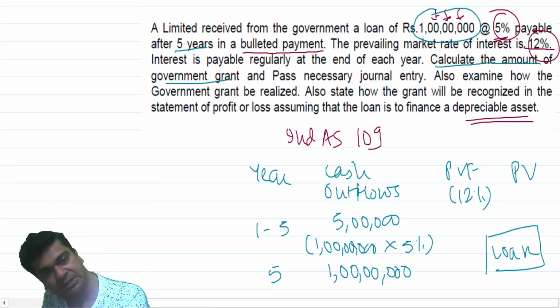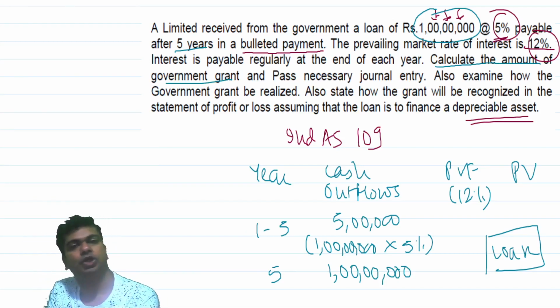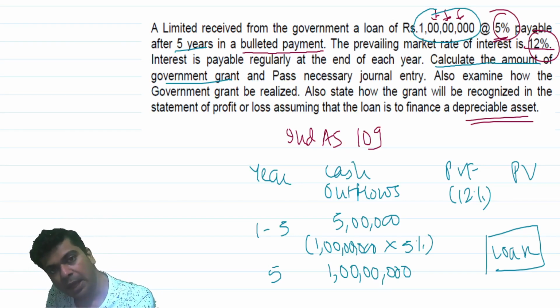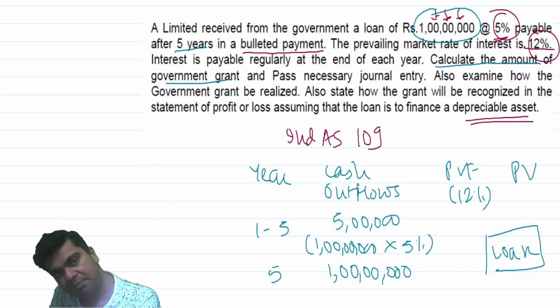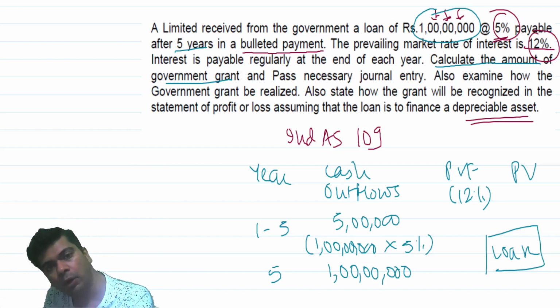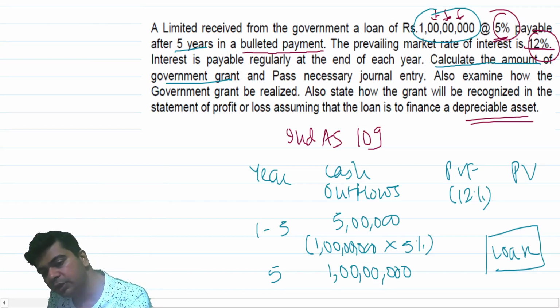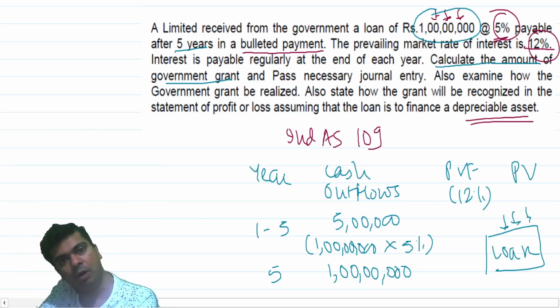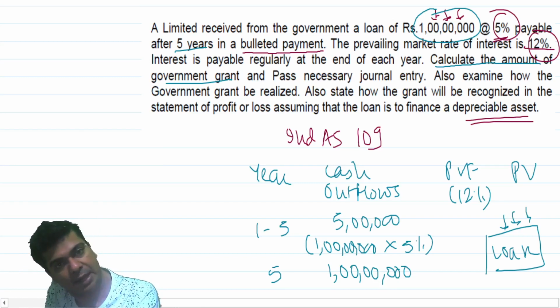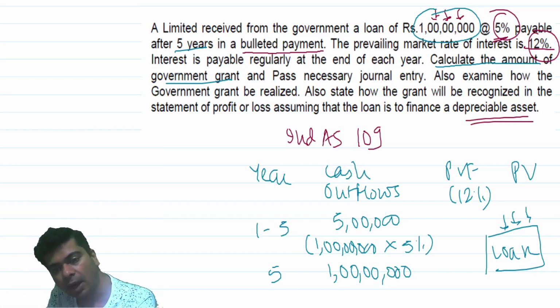Then they are saying pass the necessary journal entry. Journal entry will be very simple. I am receiving 1 crore from the government. Hence, bank account debit 1 crore, to loan account, here you will get the loan amount, to government grant account. Whatever was that difference, that will be a government grant.